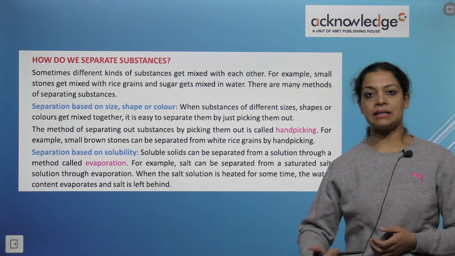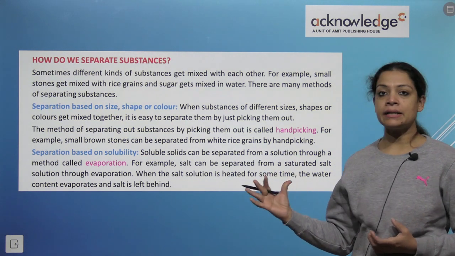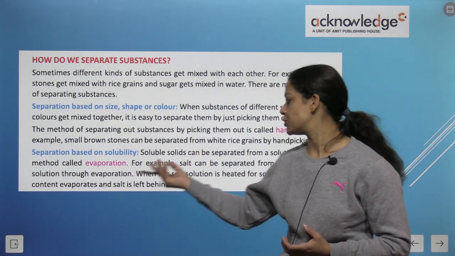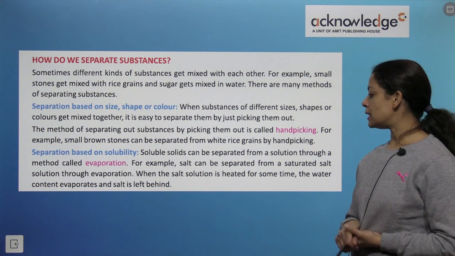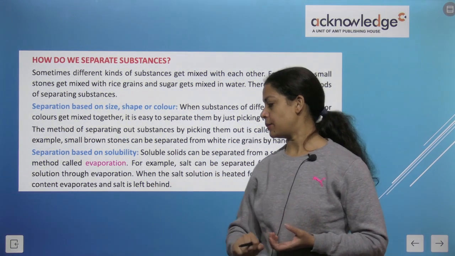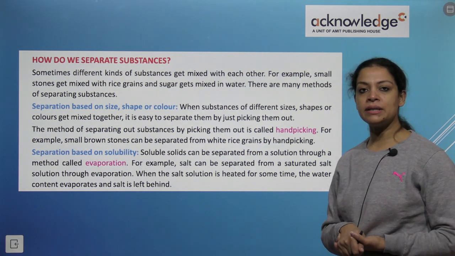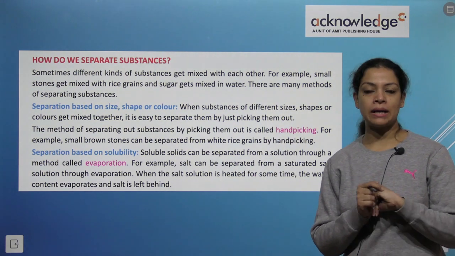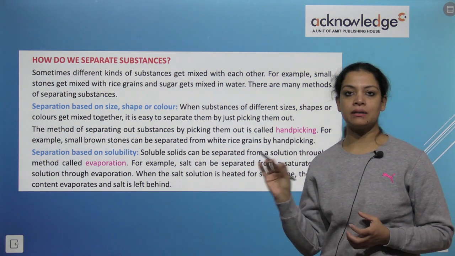So where we saw earlier that when excess salt was there in a saturated solution, that excess salt can be separated with the help of evaporation. So salt can be separated from a saturated solution through evaporation. When the salt solution is heated for some time, the water content evaporates and the salt is left behind. So based on solubility we can separate by evaporation, and based on size, shape and color, when you can just differentiate between solid particles, you can hand pick and separate them.